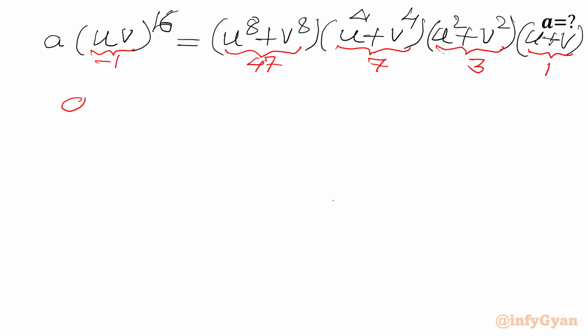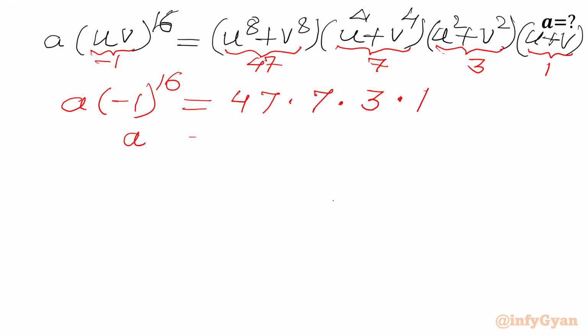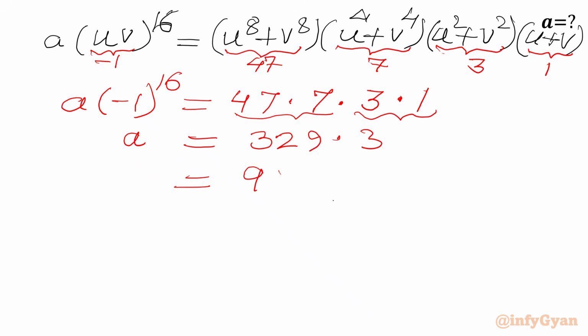So I will write A times (minus 1) whole power 16 equal to 47 times 7 times 3 times 1. Minus 1 raised to an even power is 1. So we'll write A only on the left hand side. In the RHS, we'll multiply these two numbers. We will write 329. We'll multiply these two numbers, we'll write here 3. So we can easily get 987. This is the value of A.